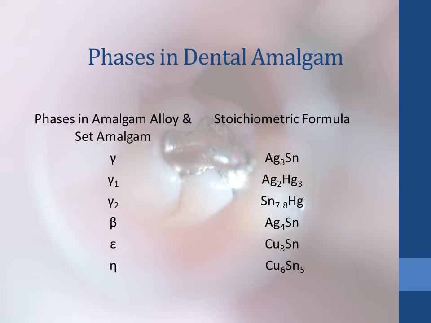The phases in amalgam alloy are the gamma phase, which is Ag3Sn, then gamma 1, which is Ag2Hg3, so silver mercury, then gamma 2, which is tin mercury, then beta, which is silver tin, then epsilon, which is Cu3Sn, and eta, which is Cu6Sn5.